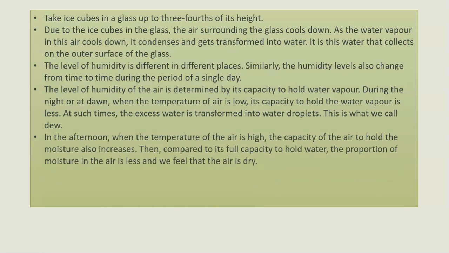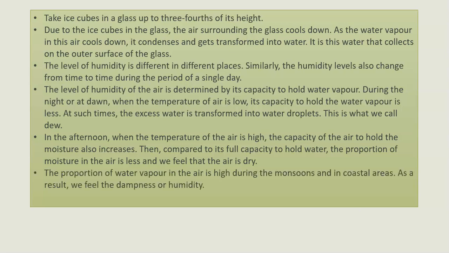In the afternoon, when the temperature of air is high, the capacity of the air to hold moisture also increases. Then, compared to its full capacity to hold water, the proportion of moisture in the air is less, and we feel that the air is dry. The proportion of water vapor in the air is high during the monsoons and in coastal areas. As a result, we feel the dampness or humidity.